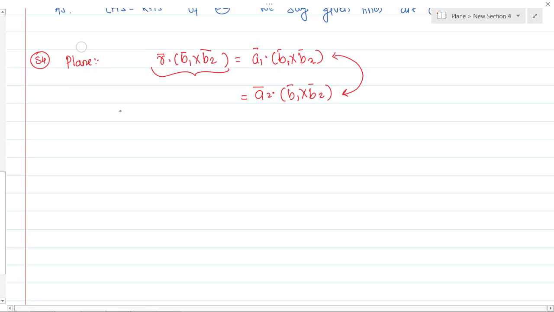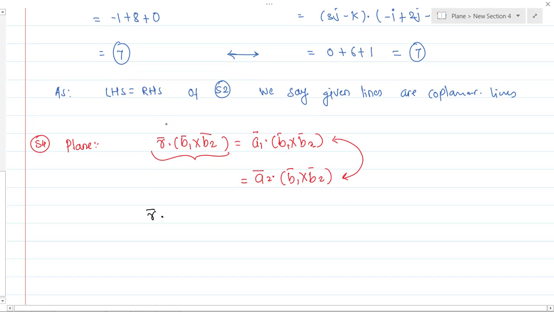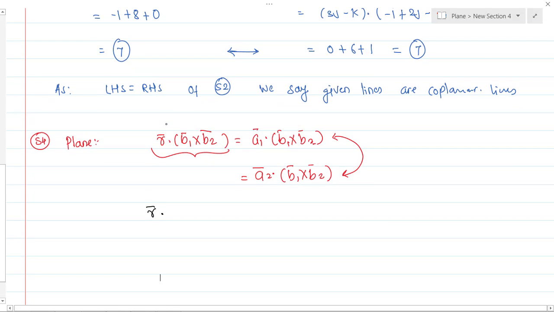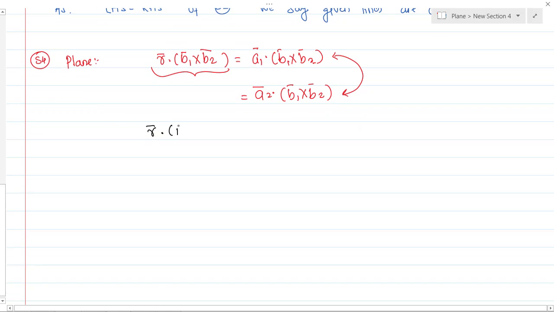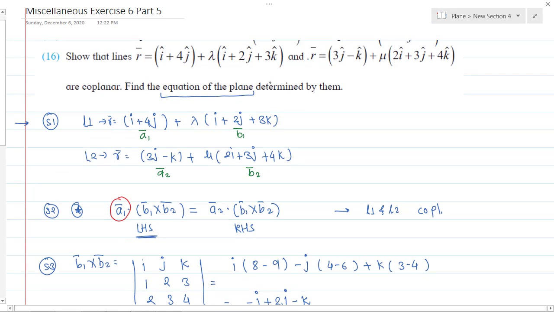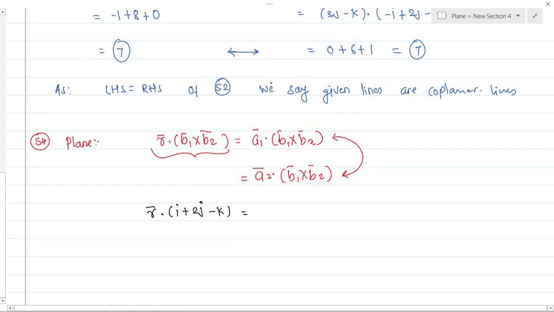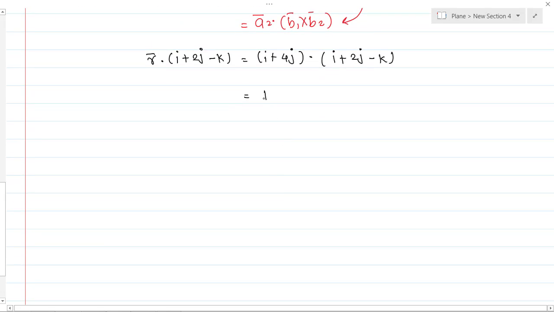So this is equal to r bar dot (b1 bar cross b2 bar), which is minus i plus 2j plus k, that is minus 1, 2, minus 1, so it's minus i plus 2j minus k. It is equal to, how much do we have, a1 is equal to 1 and 4. Okay, so it's (i plus 4j) dot (i plus 2j minus k). Let's solve this dot product: i dot i is 1, plus 4 into 2 is 8, and we have plus 0. Okay, so this is equal to 9.